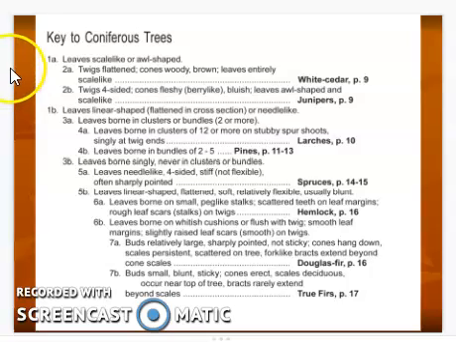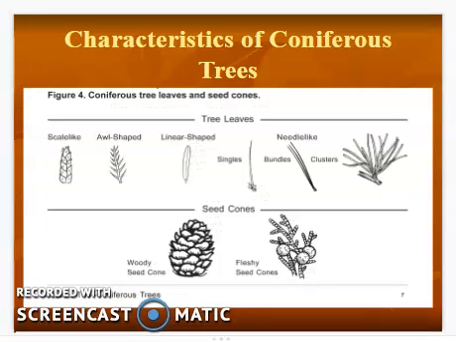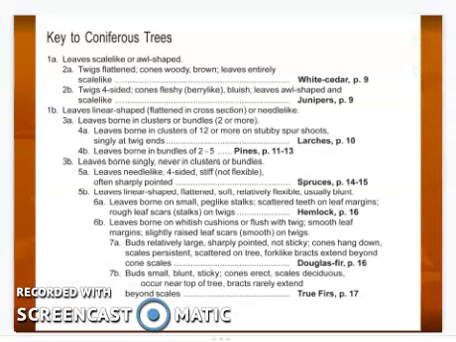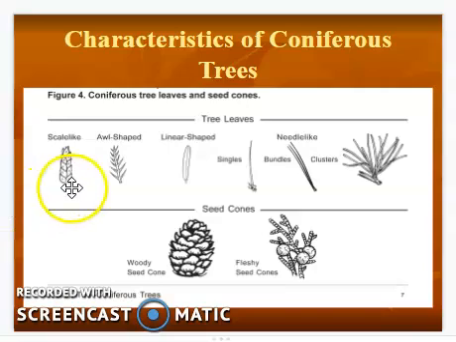Okay, so you're going to start with 1A and 1B. Leaves are scale-like or awl-shaped, or leaves are linear-shaped or needle-like. So you would go back to that picture I just shared with you. Are they, I have to look at this again, scale-like or awl-shaped? Does it fit into this category, or is it linear or needle-like?